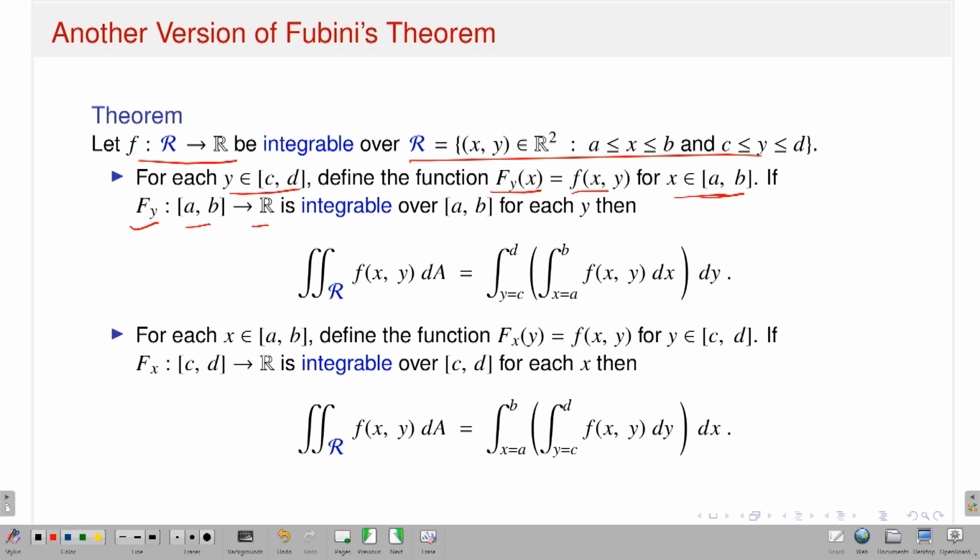So, what I am saying is that you fix y in the interval c to d, and consider the function capital F suffix y, a function from closed interval a b to R. Suppose it is integrable over the interval a to b for each y. This is a very strong assumption, right. So, I am keeping y fixed and writing for each fixed y a function capital F suffix y, which is nothing but f of x, y, where y is fixed and x varies on the closed interval a b, and I assume that for each y these functions over the closed interval a b are integrable.